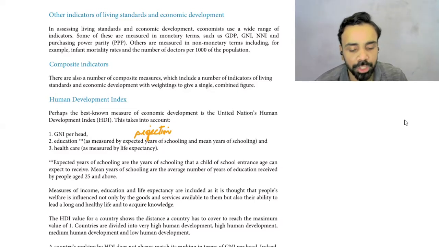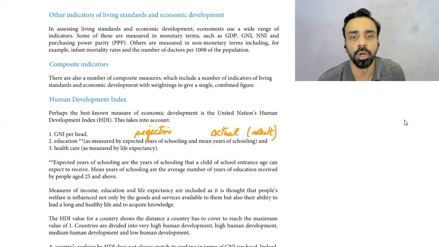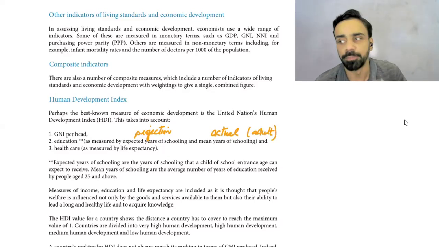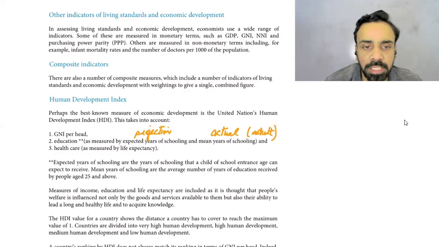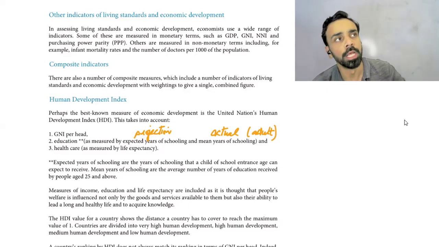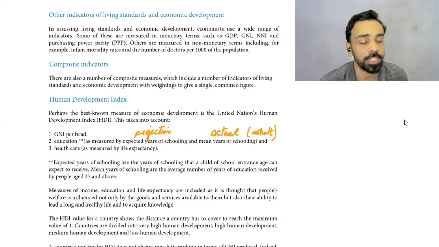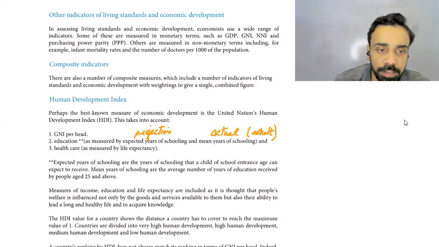Whereas the mean years of schooling is what is the actual. This takes adults into consideration: in your economy, when you look at the adults based on the past data, how many years of schooling have they done? And the projection is about when a kid enters school, how many years are expected. Now it's a projection. It does not take into account the number of dropouts and stuff. So obviously there's going to be a difference.